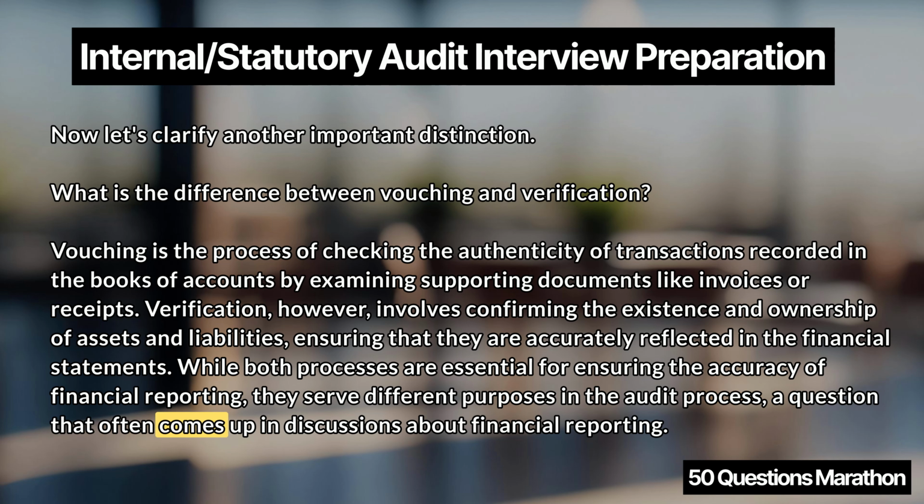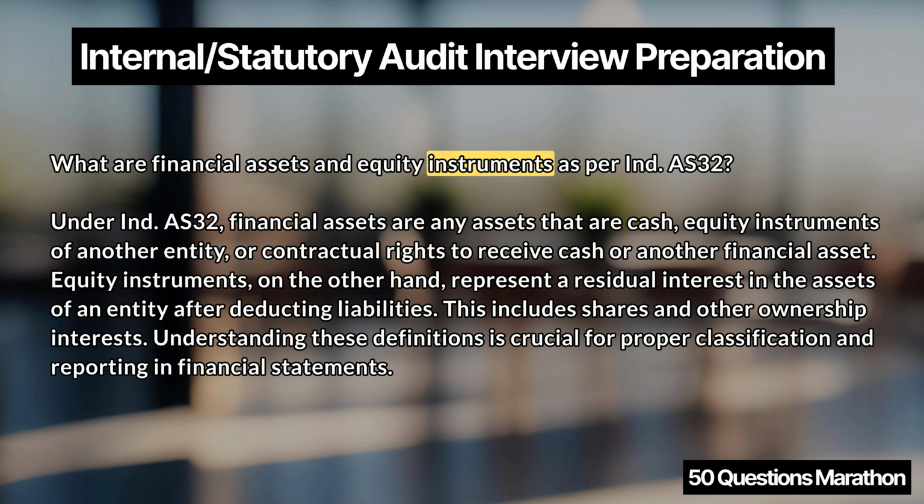A question that often comes up in discussions about financial reporting: what are financial assets and equity instruments as per Ind AS 32? Under Ind AS 32, financial assets are any assets that are cash, equity instruments of another entity, or contractual rights to receive cash or another financial asset. Equity instruments, on the other hand, represent a residual interest in the assets of an entity after deducting liabilities. This includes shares and other ownership interests. Understanding these definitions is crucial for proper classification and reporting in financial statements.